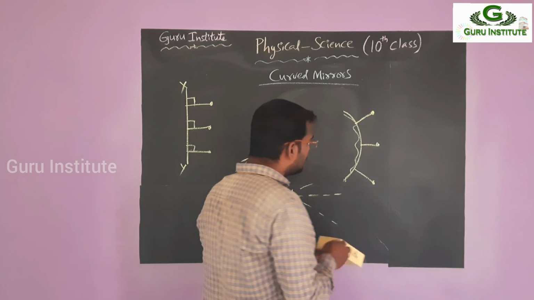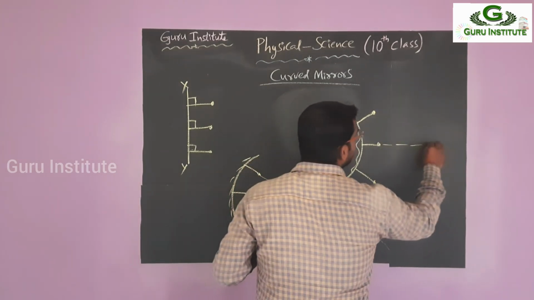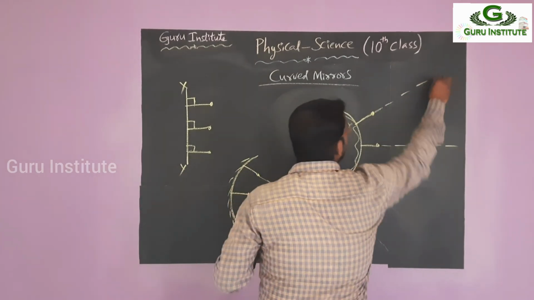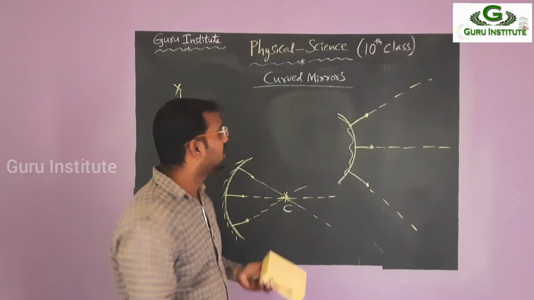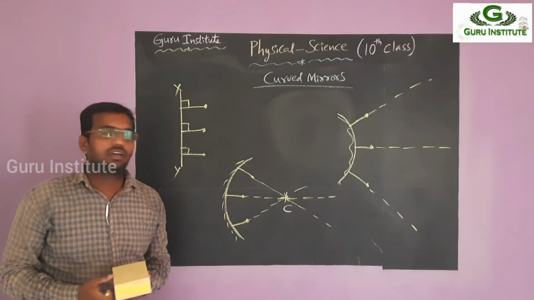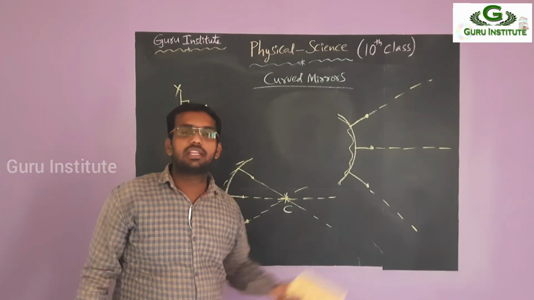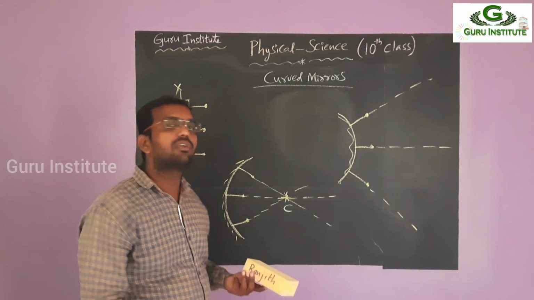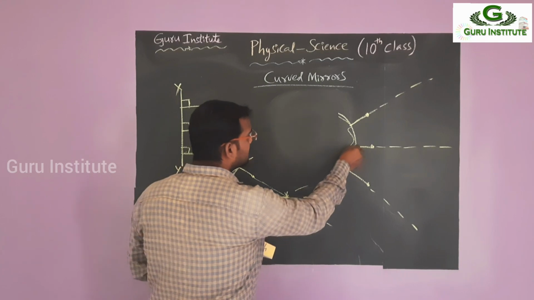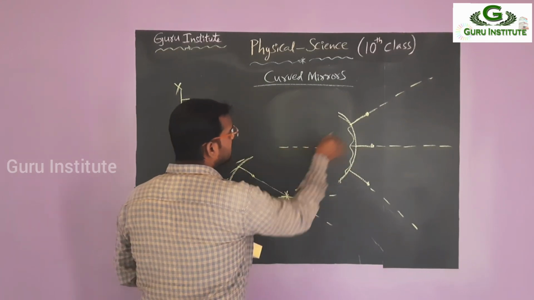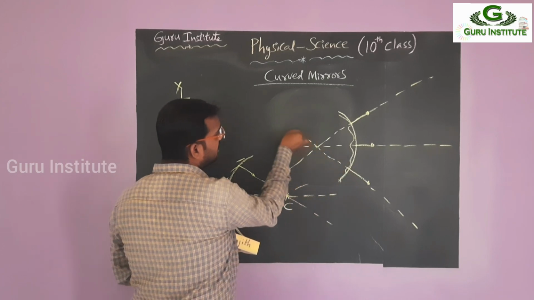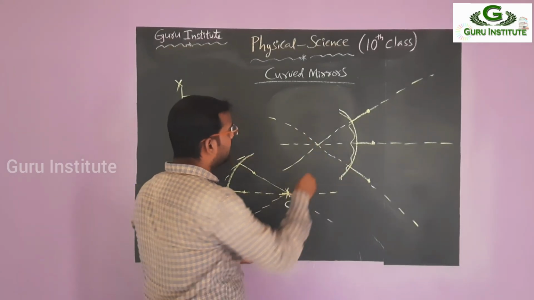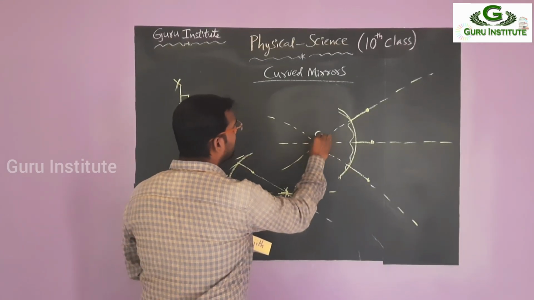Now in this case, if we extend like this, what will happen? They do not meet each other; they deviate. So if any rays or lines do not meet directly, we go for the backward extension. Suppose I extend to the back side like this. So they meet here. This is the meeting point. This is called the center of curvature.